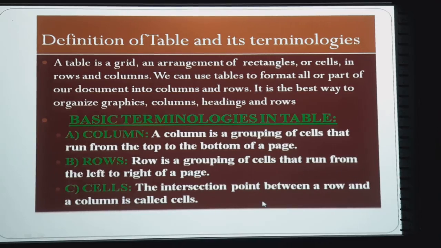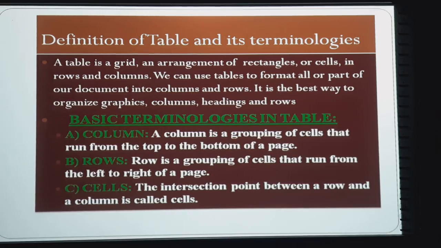The second one is row, that is, whenever we arrange or group cells running from left to right of a page, that will be considered as rows. Now similarly, there is one more term, that is cells. The intersection point between a row and a column is called a cell. So whenever a row and a column intersect at a certain point, that particular point will be called a cell.